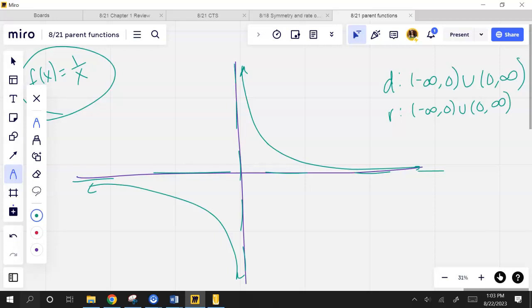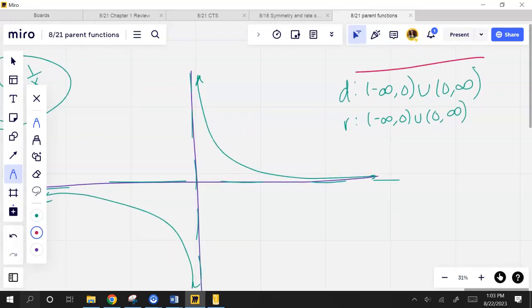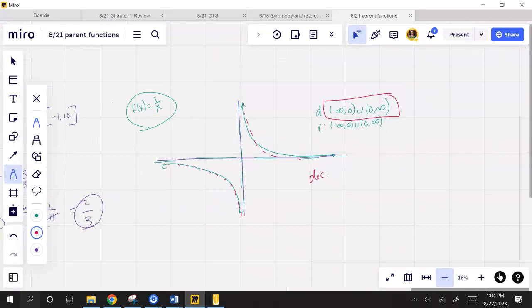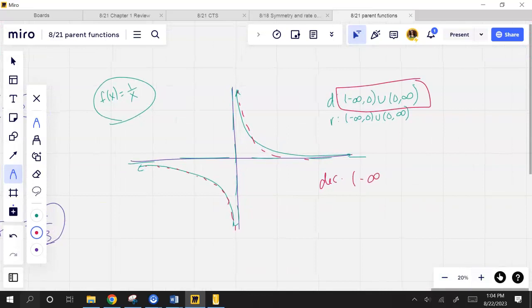Increasing intervals. As you move, none. That's exactly right. As you move left to right, there's never a time when I go up. But decreasing intervals, there you go. You have to do the domain for the decreasing intervals, because if there isn't a graph, it can't be decreasing. So as you move left to right, the graph is always going down. There's never a time when it starts going up. So as long as there's a graph, it's decreasing. It's decreasing on the same interval as its domain. So I would just rewrite the domain for the decreasing intervals: negative infinity to 0, and 0 to infinity.